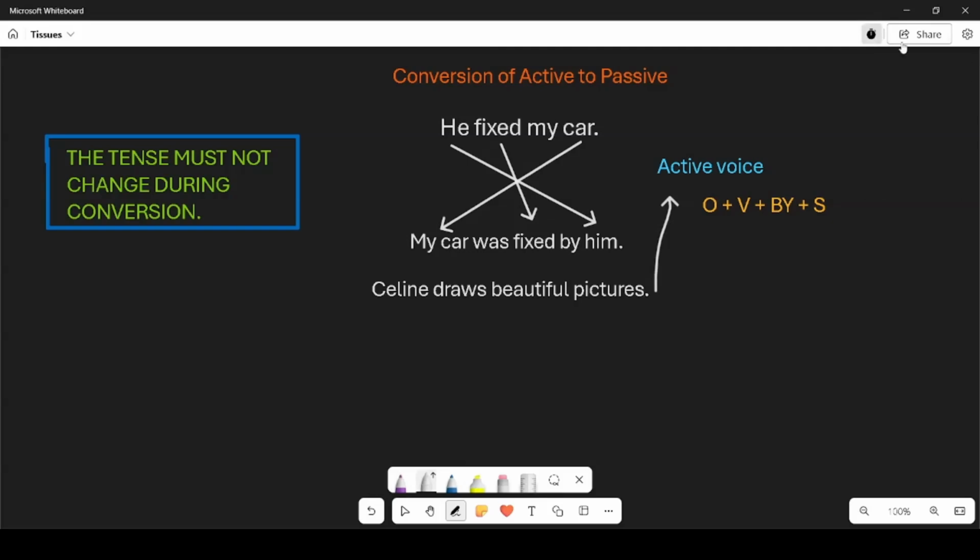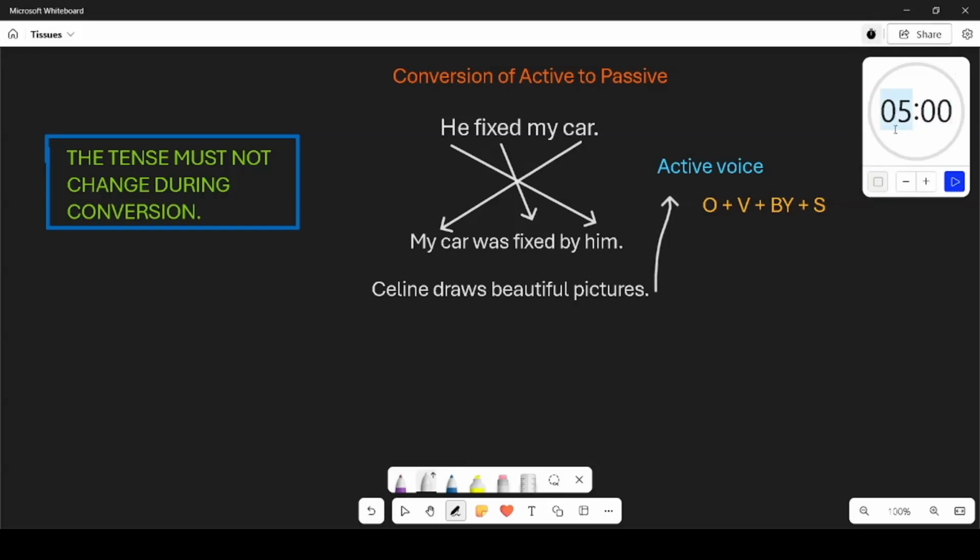I'll give you 5 minutes time. 5 seconds time. Okay, fine. 10 seconds time for you to solve this question. It's pretty easy. Come on. So convert this sentence into passive voice in 10 seconds. Time starts now. Well, your time's up. So, Celine draws beautiful pictures.